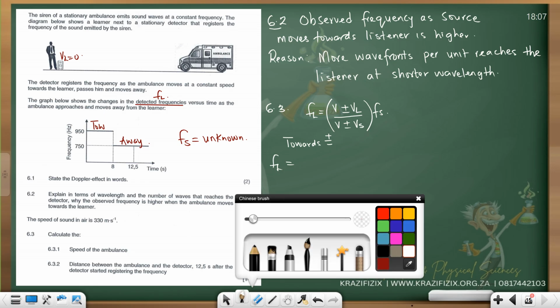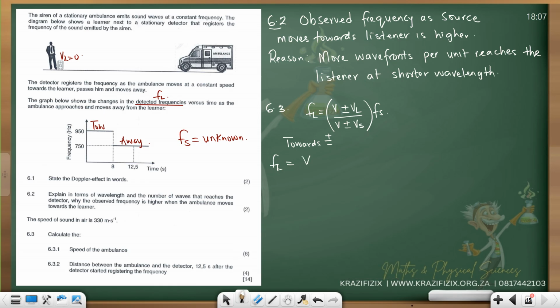What's our formula? VL is the stationary one, so I'm just going to remove it. Plus on top, minus at the bottom. Are we okay? Yeah, makes sense. Now, what is my FL? 950. What is my V? 330 over what? 330 minus VS. Everything multiplied by FS. Are we good?